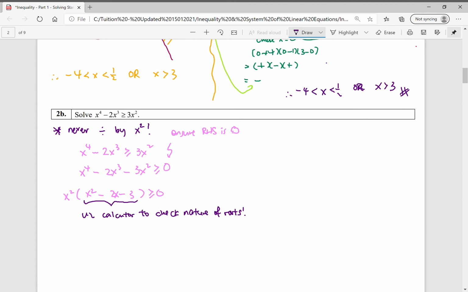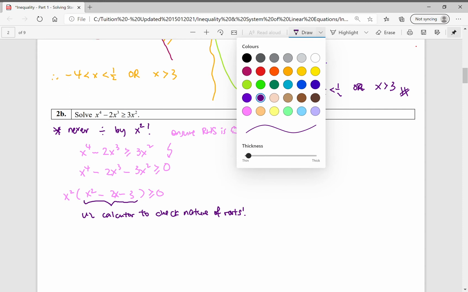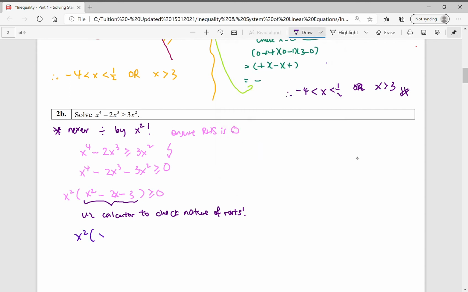But otherwise, for this one over here, I believe it is factorizable. In fact, we do get some very nice factors: x squared times (x minus 3) and (x plus 1), greater than or equal to 0.